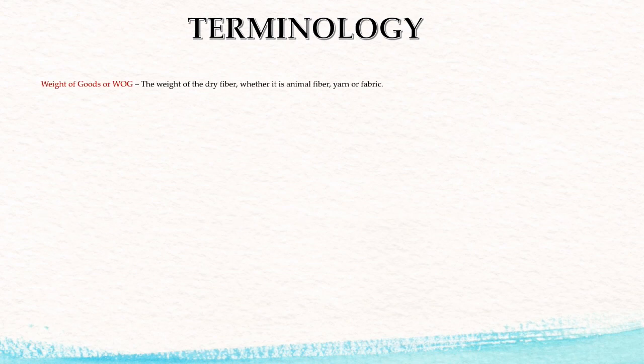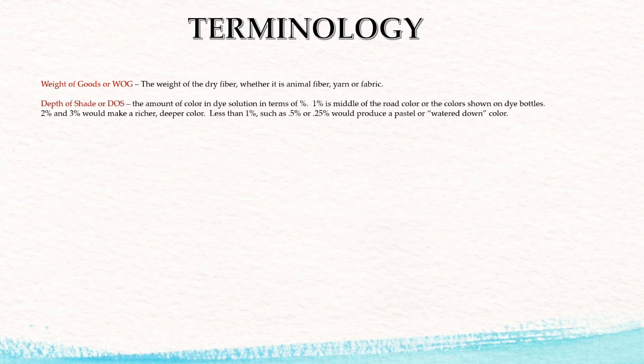Okay, here's some terminology that we're going to be using through this module that I thought would be helpful for you to know first. The weight of goods, or WOG, is the weight of the dry fiber, whether it's animal fiber, yarn, or fabric. The depth of shade, or the DOS, is the amount of color in dye solution in terms of percent. So 1% is middle of the row color, or the colors usually shown on the dye bottles. 2% and 3% would make a richer, deeper color. Less than 1%, such as 0.5 or 0.25, would produce a pastel or a watered down color.